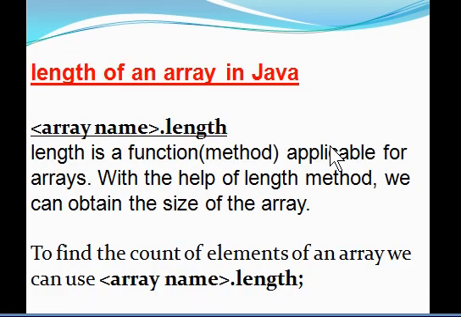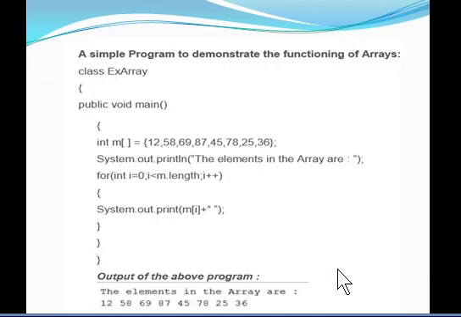Then we are going to talk about the length of an array. What does that mean? Length of an array means the size of the array, that means the total number of elements in it. How to find it? We have a method called length. We write the array name, then a dot symbol, and then length. With the help of the length method, we can obtain the size of the array. To find the count of elements of an array, we use array name followed by dot and then length. Let us see a very simple example for the same.